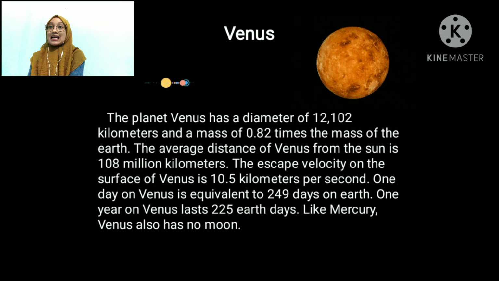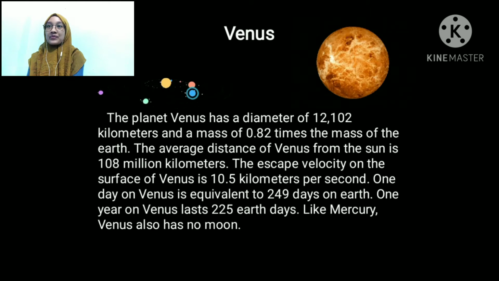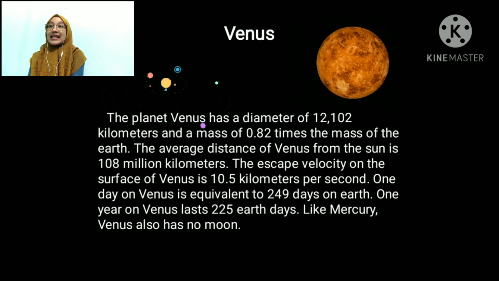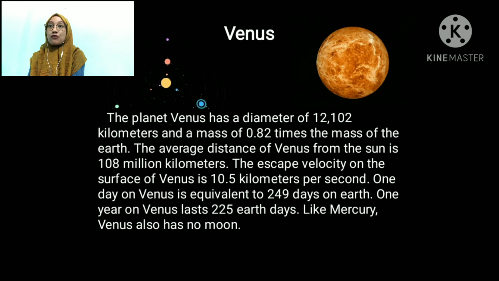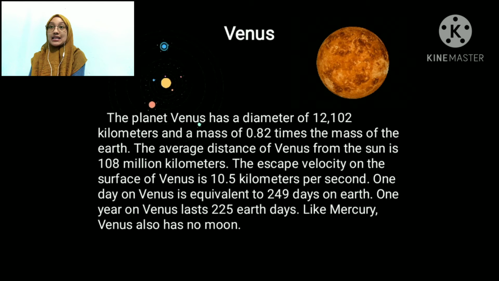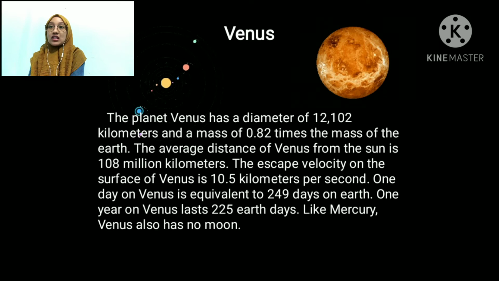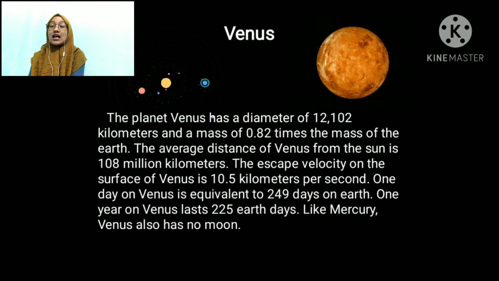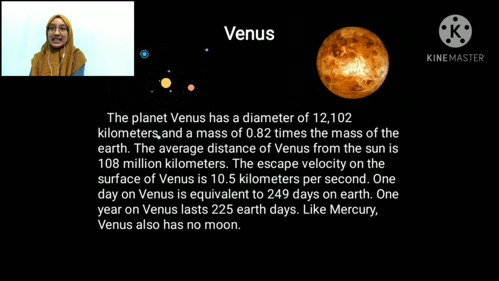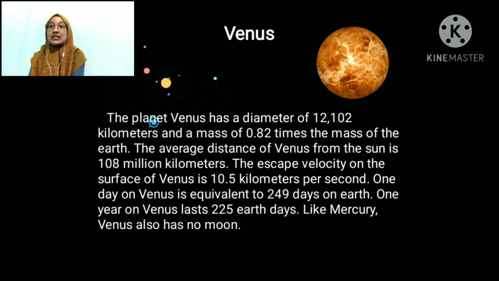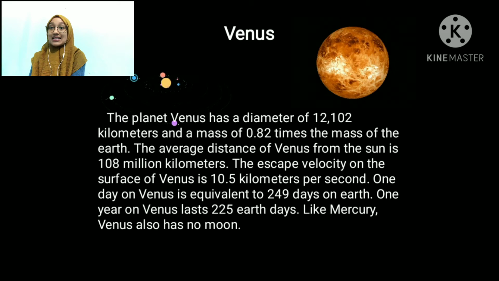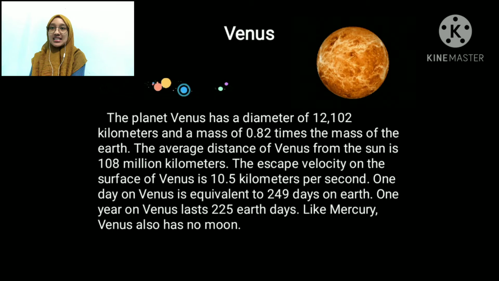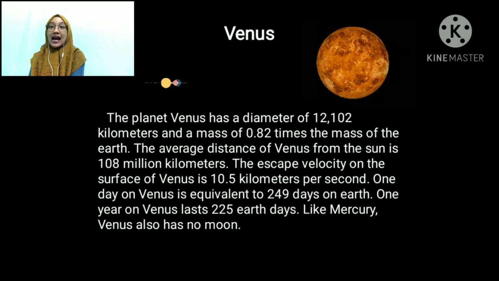Venus. The planet Venus has a diameter of 12,102 kilometers and a mass of 0.82 times the mass of the Earth. The average distance of Venus from the Sun is 108 million kilometers. The escape velocity on the surface of Venus is 10.5 kilometers per second. 1 day on Venus is equivalent to 249 days on Earth. 1 year on Venus lasts 225 Earth days. Like Mercury, Venus also has no moon.